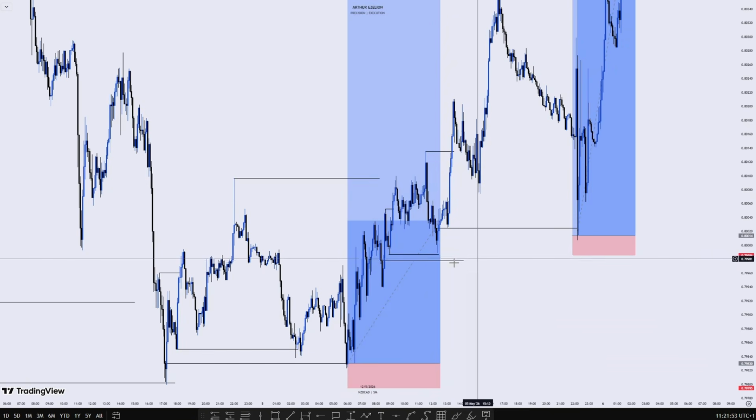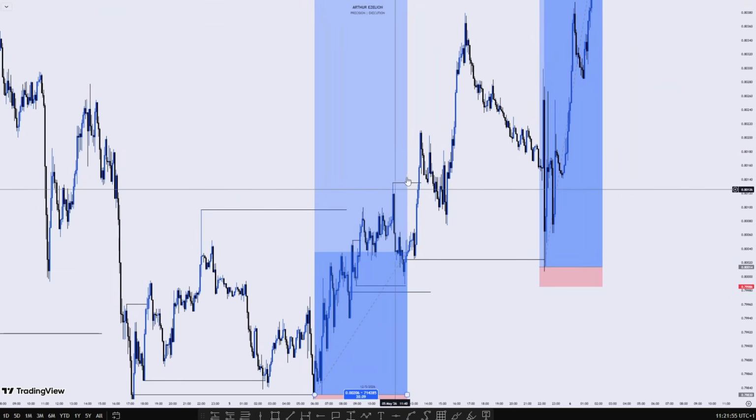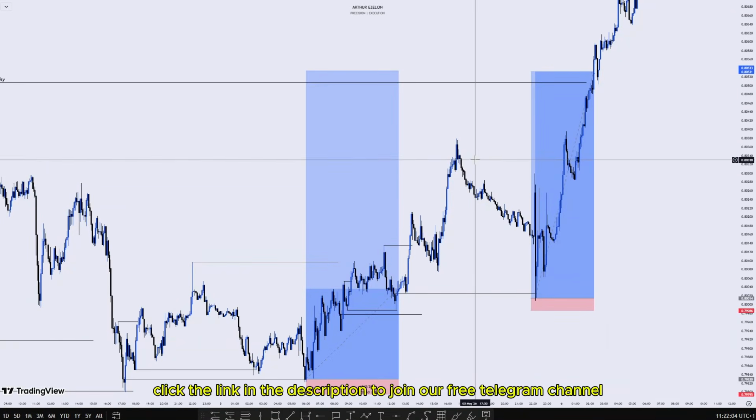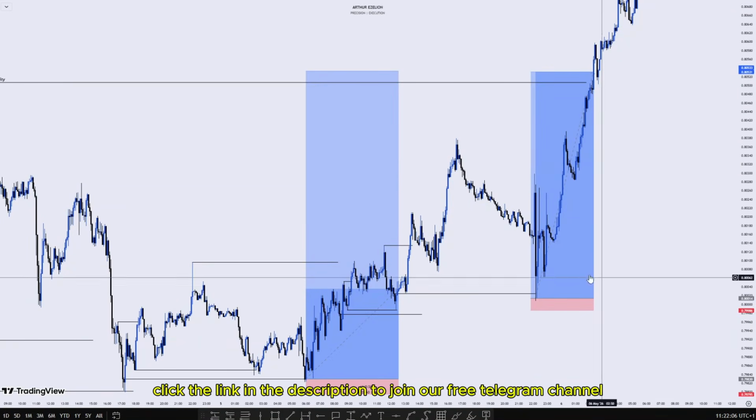I told you guys I'm going to give you rules. So these are rules to take note of. And what do we have here? We have a break of structure. We have liquidity at this place, and we have this POI. And these are actually live trades. Some of them are posted in my free Telegram channel. Click the link to go and join it and see it.